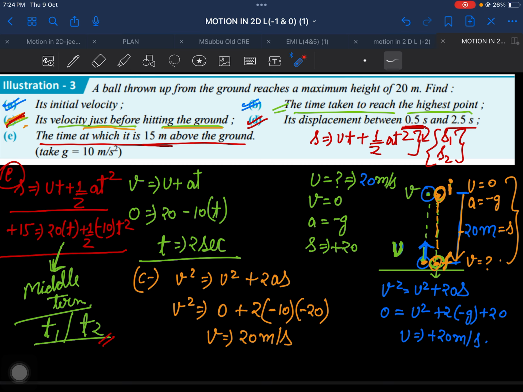So this is the solution of part A. Clear? This is the solution of part A, and the solution of part B, the time taken to reach, yeah, the solution of part B is this. Clear? The solution of part C is this. The solution of part D you have to do by yourself. I have given you the hint, and the solution of part E is this. I hope this is very much clear.